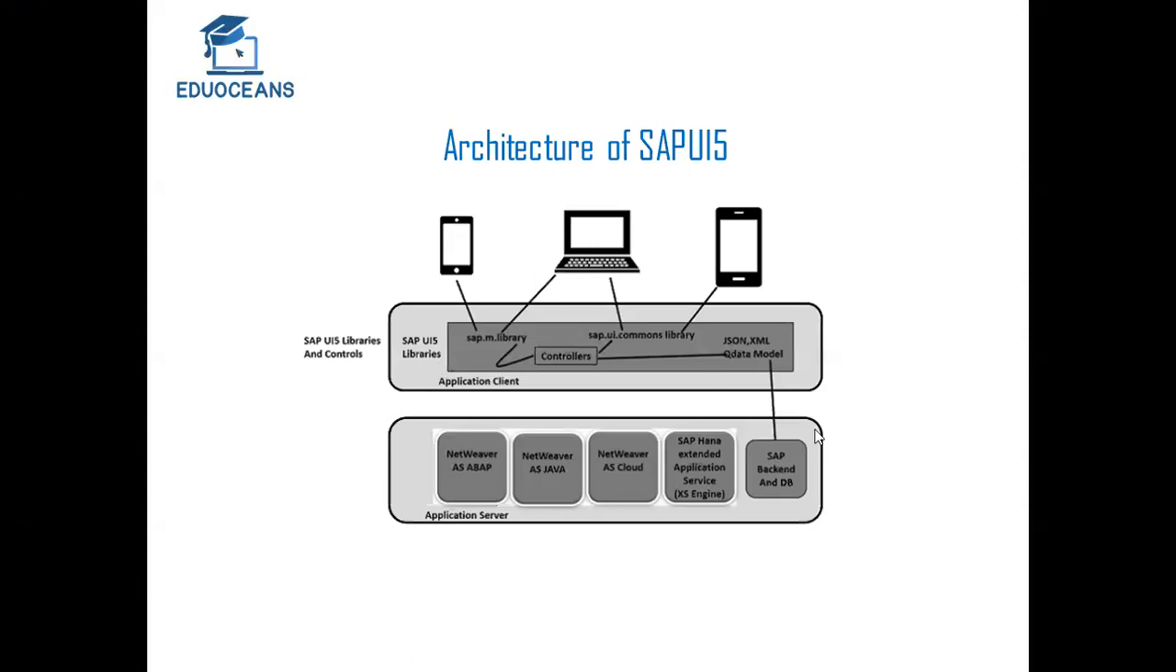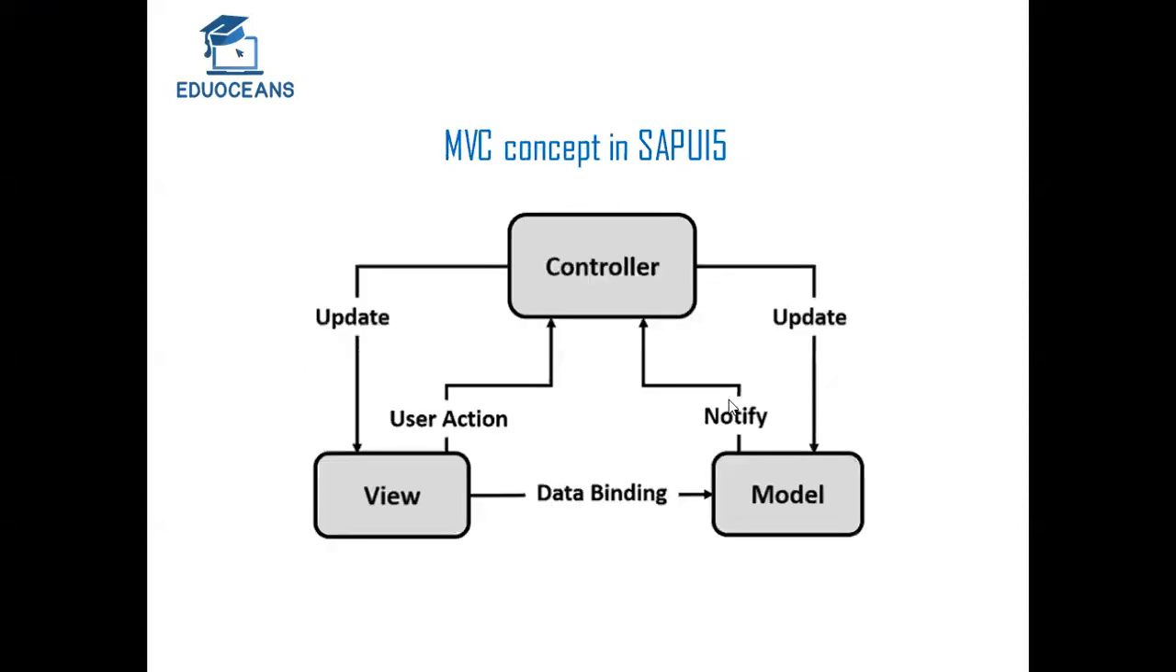So this is the general architecture of SAP UI5. Let's move to the next topic, the MVC concept in SAP UI5. SAP UI5 uses the model view controller concept, which is mainly used in development to keep the application data separate from the user interaction. This allows you to develop the web application and make changes to it independently.